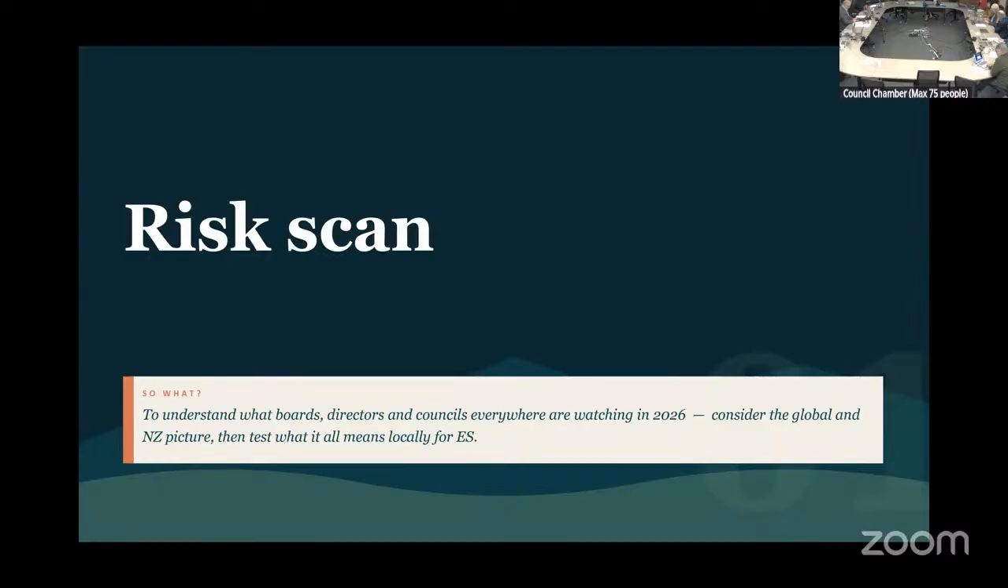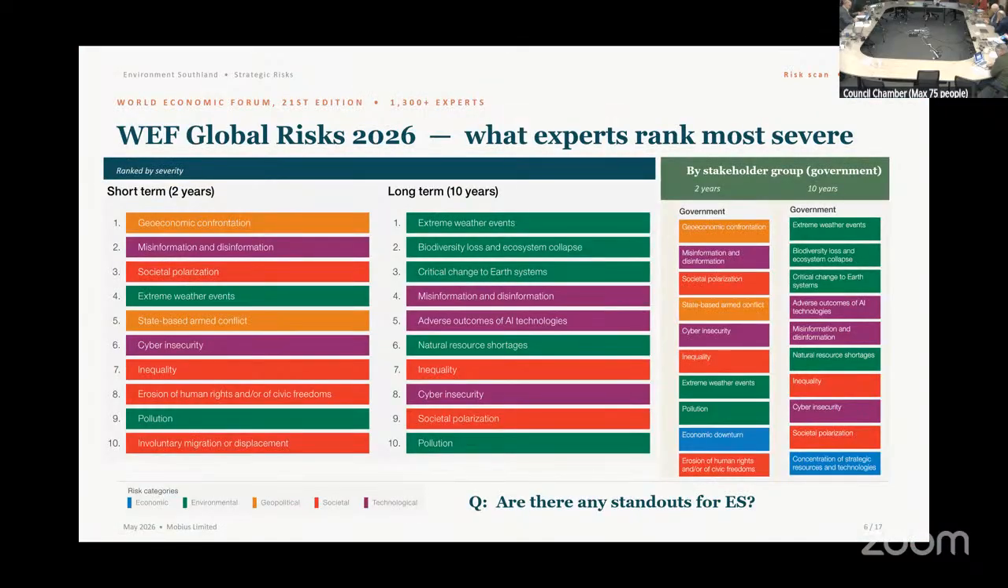So we'll start with the risk scan. One of those classic reports that risk people often go to is the World Economic Forum's report on Global Risks. It comes out every year and does that global scan of what risks people think are important. In the short term, the next couple of years, there's geo-economic confrontation, misinformation and disinformation, which is particularly important in the context in which you're operating, things happening around society, weather events, and state-based conflict. Some of those we've seen before, some are a lot newer this year. It also has the 10-year view, which takes a slightly longer-term perspective.